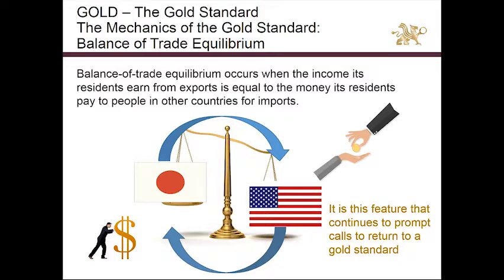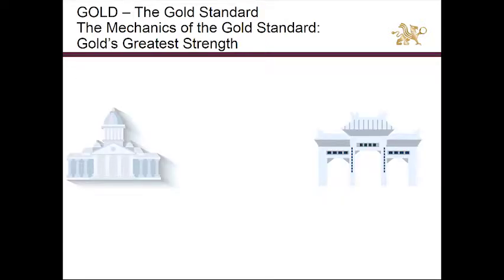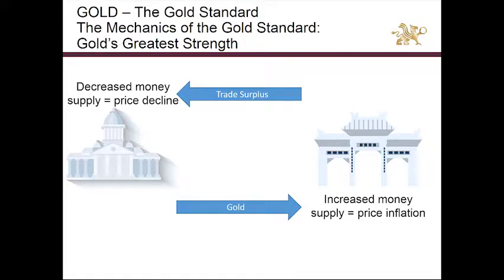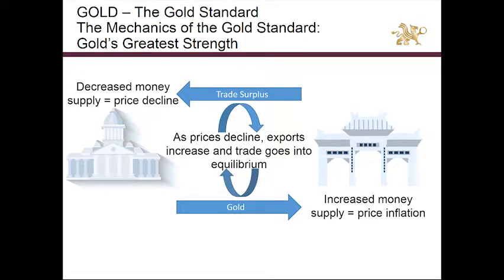Under the gold standard, when Japan has a trade surplus, there will be a net flow of gold from the United States to Japan. These gold flows automatically reduce the U.S. money supply and swell Japan's money supply. There is a close connection between money supply growth and price inflation. An increase in money supply will raise prices in Japan, while a decrease in the U.S. money supply will push U.S.